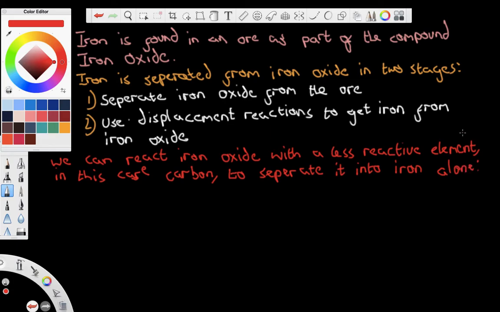And we're going to do some word equations to show this. So we can have carbon on its own. We've got carbon, and we're going to react carbon with iron oxide. Now remember, this is our element. This is a compound because it's got two words in the name.